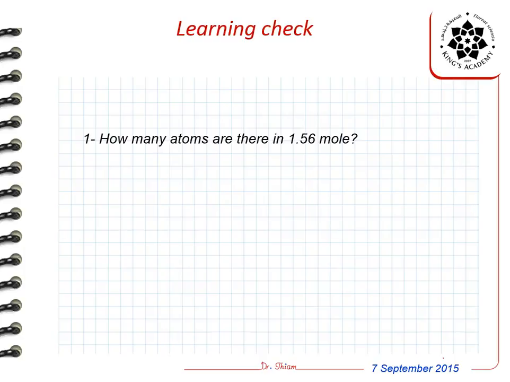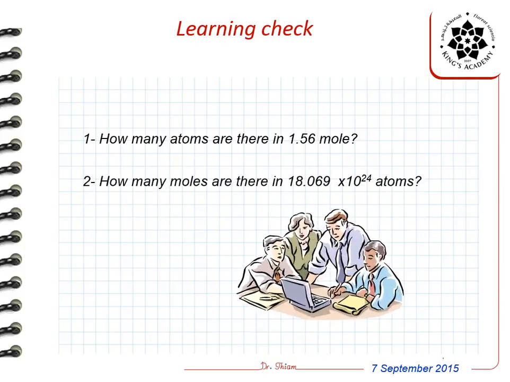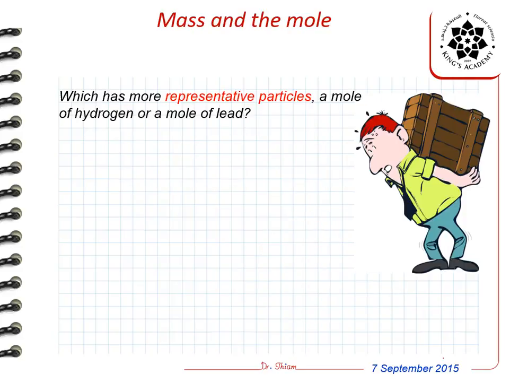All right. So let's see if you understood this. How many atoms are there in 1.56 moles? So go ahead and try that. When you're done, go ahead and try this one. All right, and we'll discuss this in class. So this was it about the number of moles and number of particles. Now we need to talk a little bit about mass on the mole.